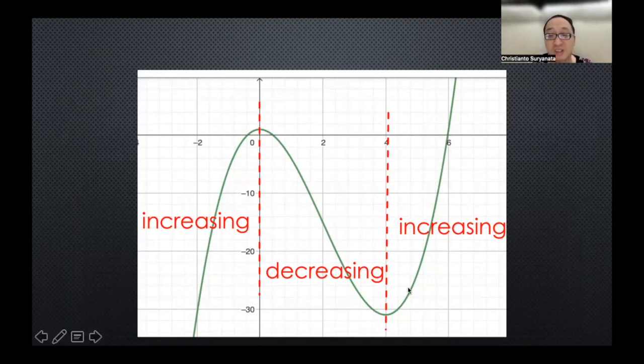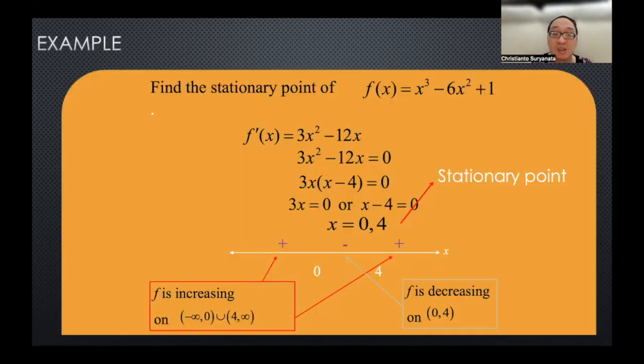Because they are stationary points and they are maximum or minimum, we look at the nature of the stationary point. So here again, we got the same result. So 0 and 4 here are the stationary points. And when we do the sign check, we got this: positive, negative, and positive.